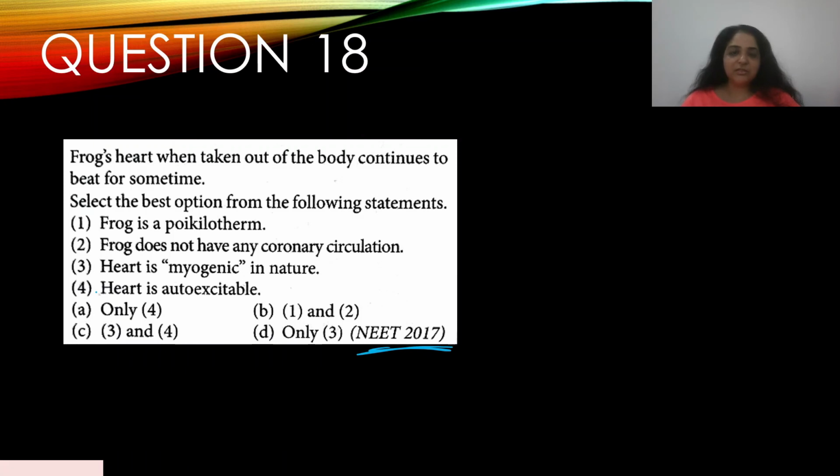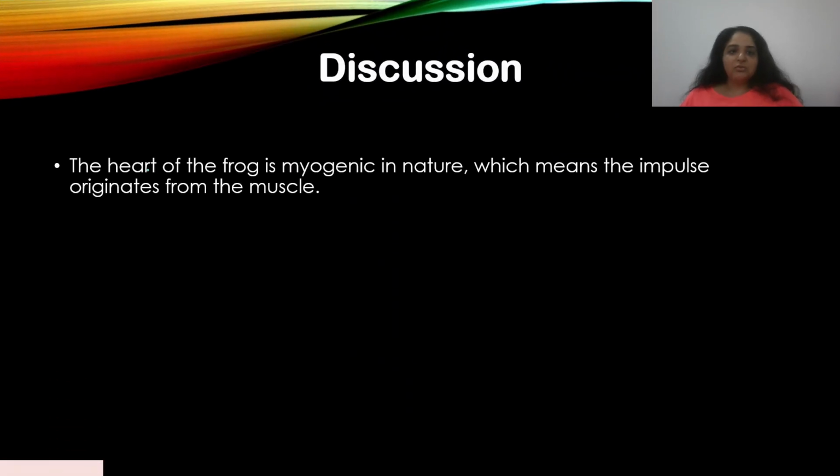Frog's heart continues to beat even after being taken out because heart is myogenic in nature and heart is auto-excitable. So the appropriate answer should be 3 and 4. The answer is C. So the heart of the frog is myogenic in nature, just like the human heart. Myogenic means the cardiac muscles participate in the contraction. They don't have an external stimulus from the nervous system. The heart itself does the job.